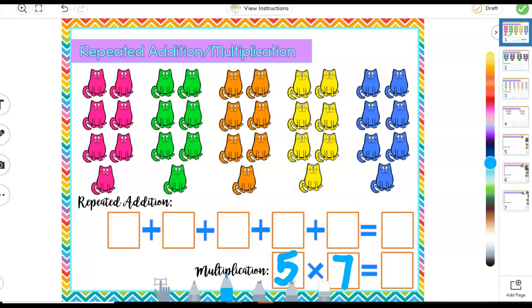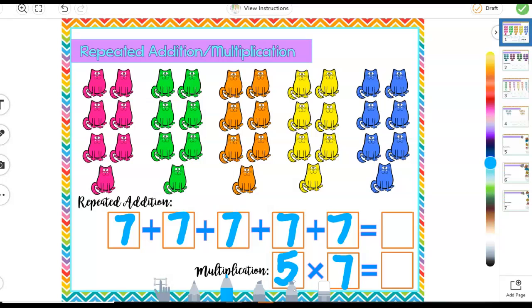Okay, now let's do the repeated addition. What if I'm looking at my groups of cats? Am I going to add 5 plus 5 plus 5 plus 5 plus 5? No, because I don't see 5 cats here. I see how many? 7. So I'm going to add 7 plus 7 plus 7 plus 7 plus 7. Okay?